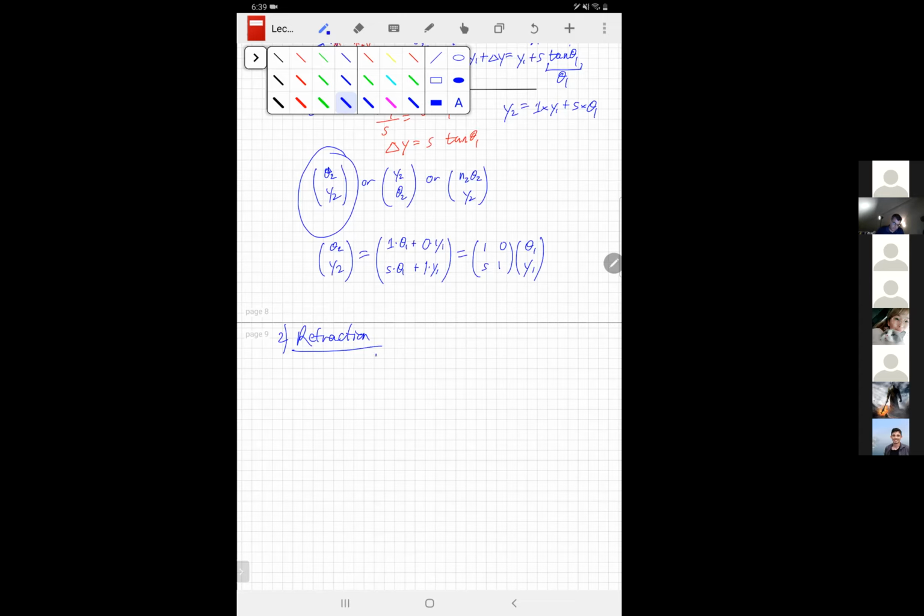Refraction. So here we've got an interface. Here we've got our axis, n1, n2. A ray comes along and it hits it here, and then it changes direction. So here's theta 1, here's theta 2. We know that n1 theta 1 equals n2 theta 2. So by Snell's law, theta 2 has got to be n1 over n2 times theta 1. And it doesn't depend on y. So I'm going to write that as 0 times y1.